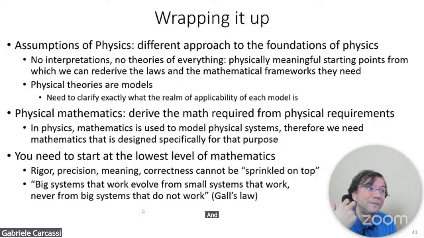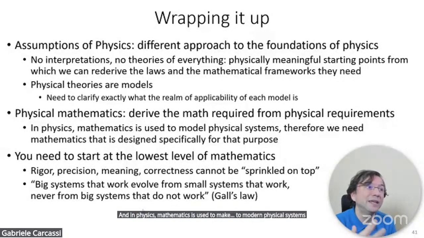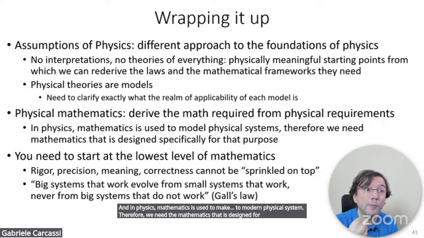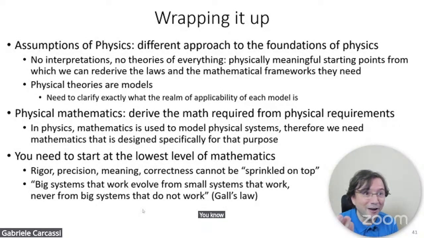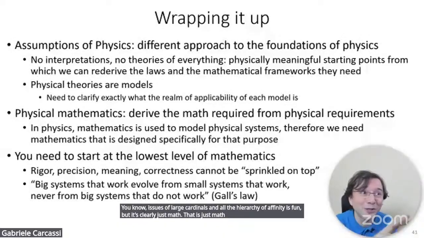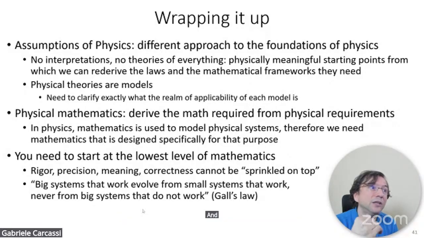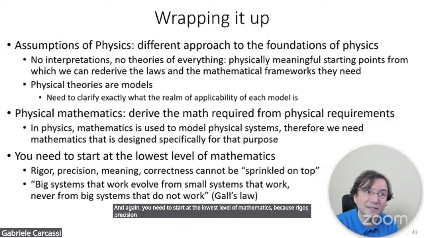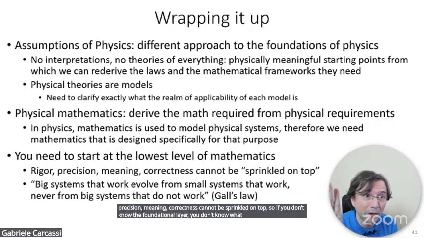And in physics, mathematics is used to model physical systems, and therefore we need the mathematics that is designed specifically for that purpose. Issues of large cardinals and all the hierarchy of infinity are fun, but it's clearly just math. It's not going to be useful to define a physical system, and we need to understand what parts of math are useful or not. And again, you need to start at the lowest level of mathematics, because rigor, precision, meaning, correctness cannot be sprinkled on top. So if you don't know the foundational layer, you don't know what the top layer is.